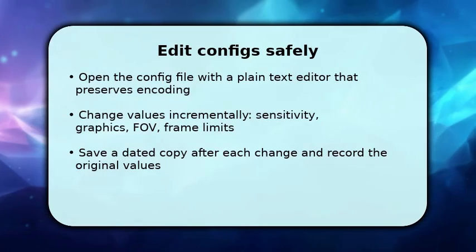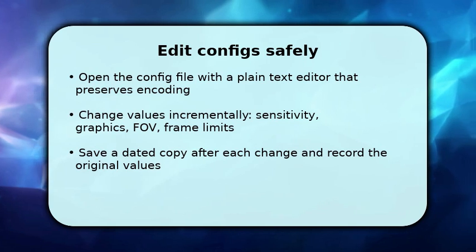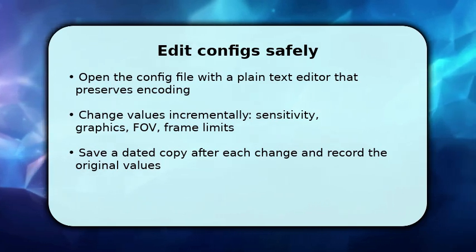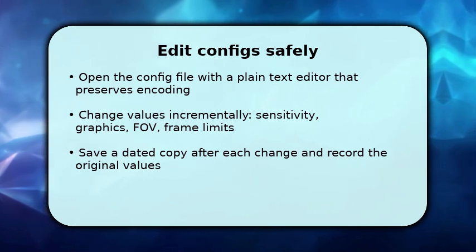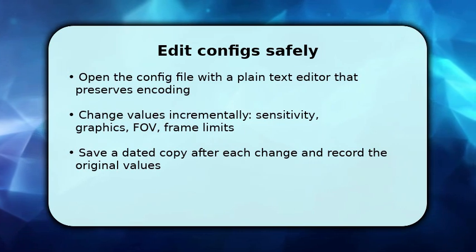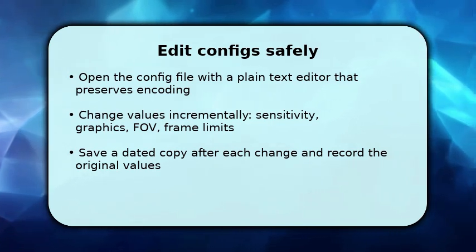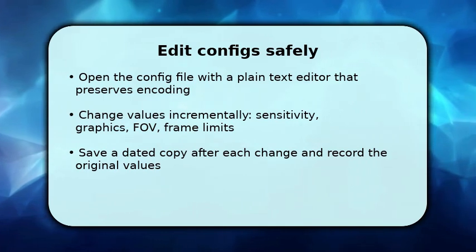Now you edit carefully. Open the config file with a plain text editor that preserves encoding, because wrong encoding breaks parsing. Change values incrementally. Start with sensitivity or graphics settings, then tweak FOV and frame limits while testing in-game. This helps you isolate impact. Make one change, save, and close the editor.